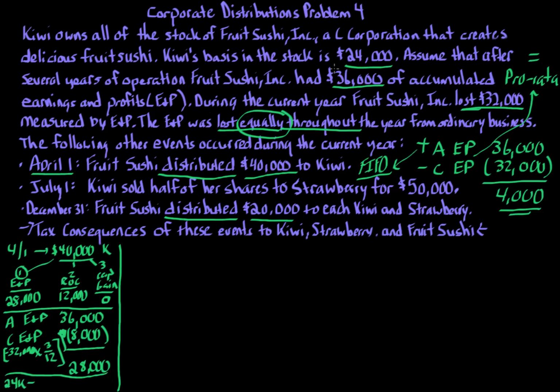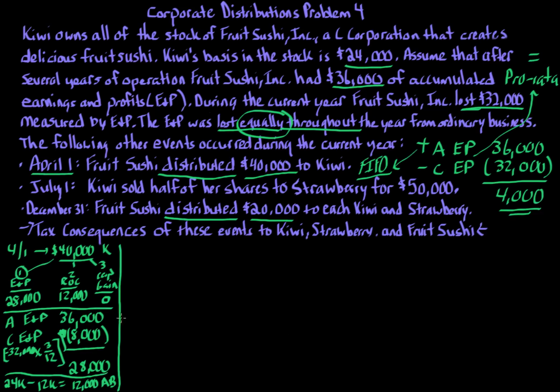24K is the starting basis, 24,000 minus 12,000, because that's return of capital, which comes from basis. So the basis remaining is 12,000. Kiwi's adjusted basis in the stock is $12,000 at the end of this transaction. So the tax consequences to Kiwi on April 1st: 28,000 is dividend, 12,000 is return of capital, and there's 0 capital gain distribution. Now, by the way, the accumulated EMP has been reduced to 0.